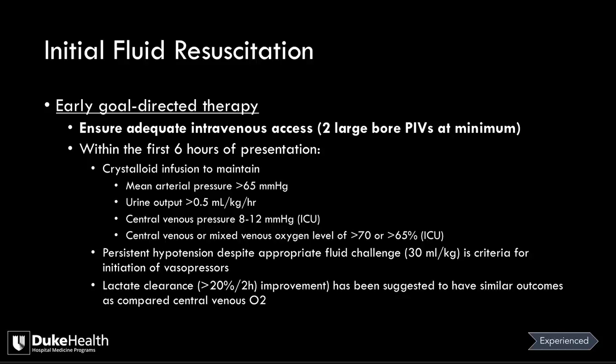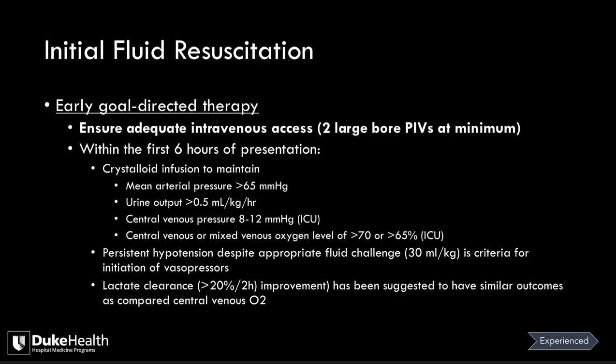We have a number of goals that we should achieve within those first 6 hours. A mean arterial pressure of greater than 65, urine output greater than 0.5 mils per kg per hour. Those 2 probably can be monitored closely in the general medicine floor. The other 2 criteria here that are part of the Surviving Sepsis bundle are central venous pressure of 8 to 12 millimeters mercury in a non-intubated patient, central venous or mixed venous oxygen levels.